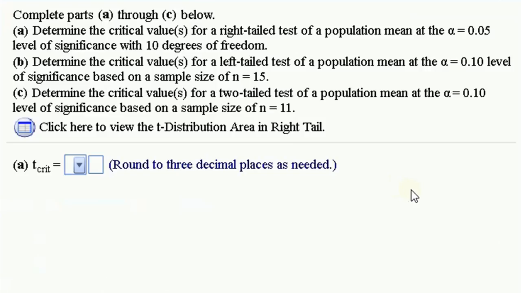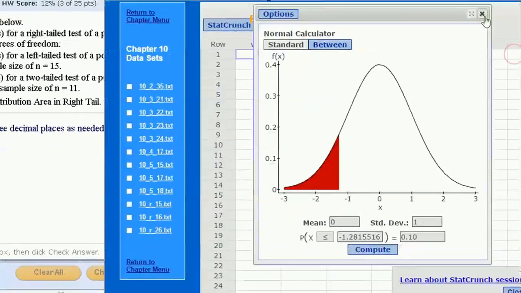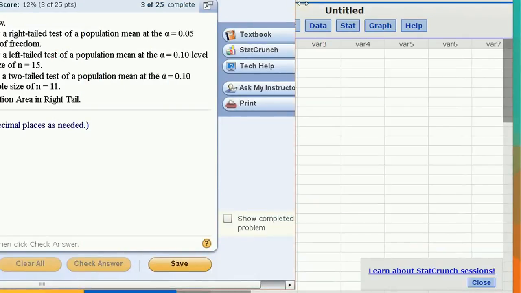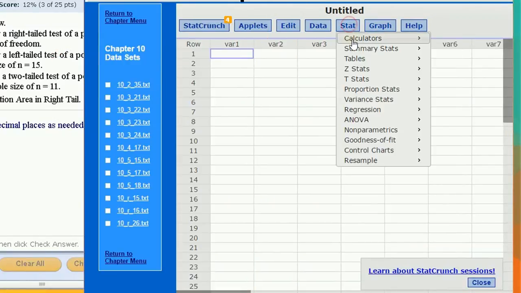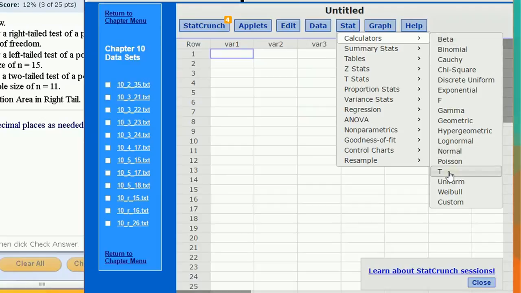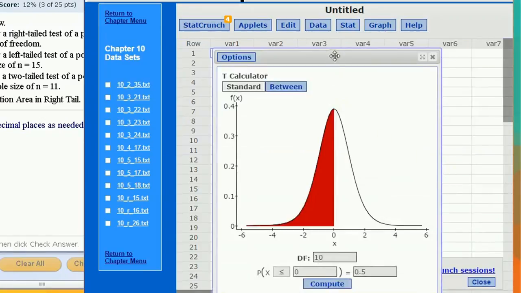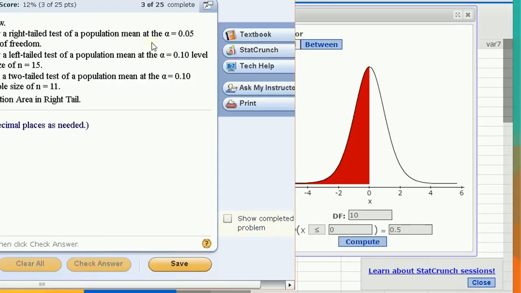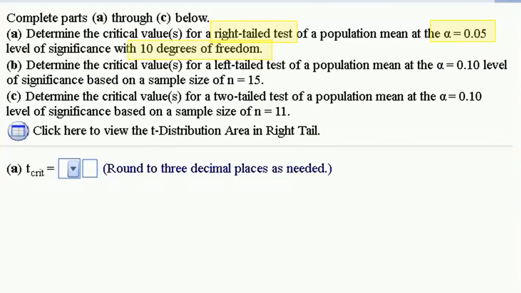So let's see, we want to find some critical values for doing a t-test. So going back to StatCrunch, for the t-distribution, I'm going to look up the t-calculator under calculators, the t-distribution. So for these, we have to set the degrees of freedom, and I have to fix the tail to be the right way.